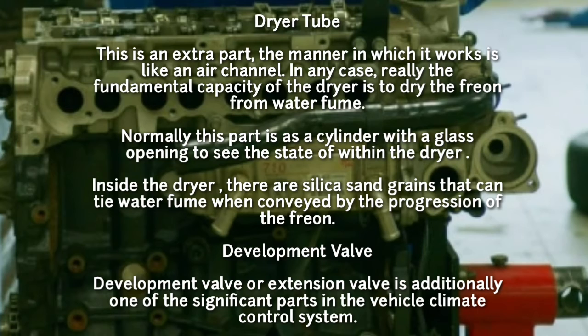Dryer tube. This is an additional part. The way it works is like an air filter. But really the main function of the dryer is to dry the freon of water vapor. Usually this part is a tube with a glass opening to see the condition inside the dryer. Inside the dryer, there are silica sand grains that can bind water vapor when carried by the flow of the freon.